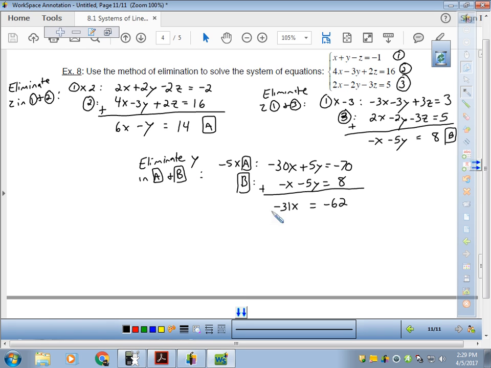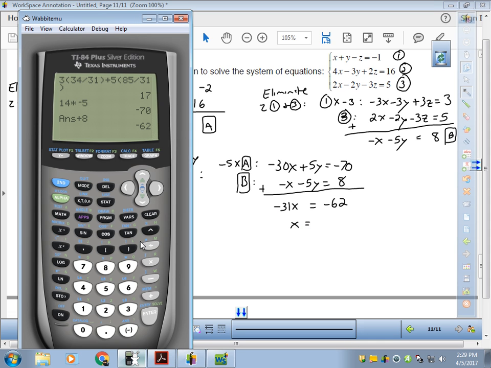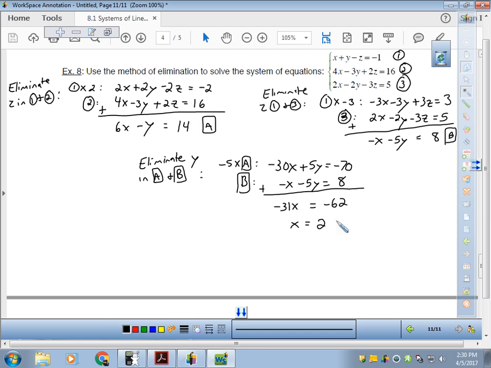Then I can solve this for x by dividing both sides by negative 31. We get x equals 2. So I know my answer. My final answer is going to be 2, comma, something, comma, something. So I have my x. I need to find y and z.